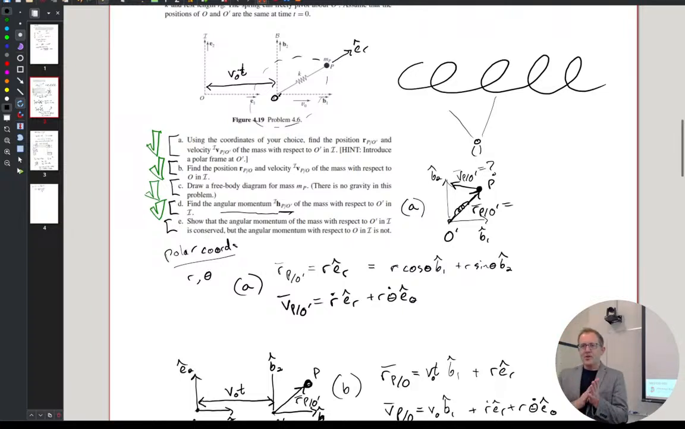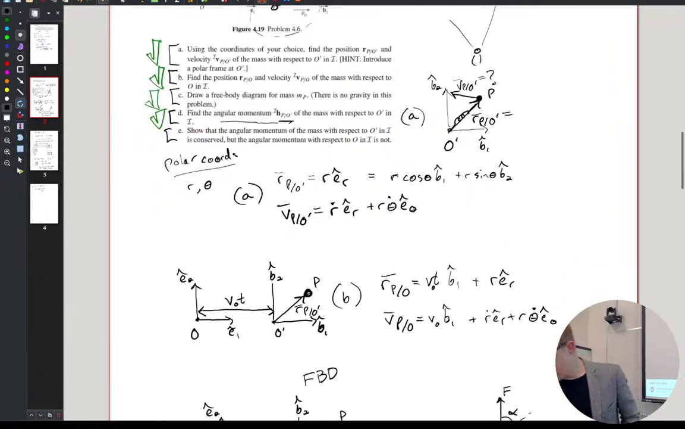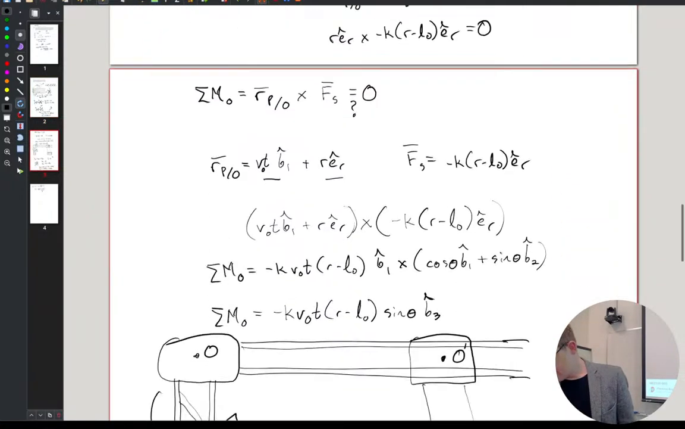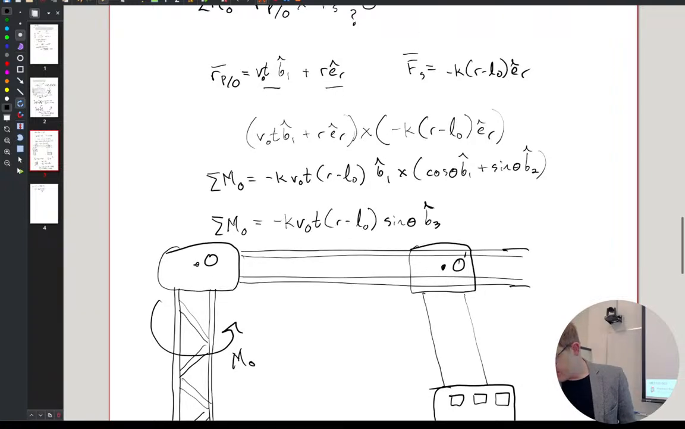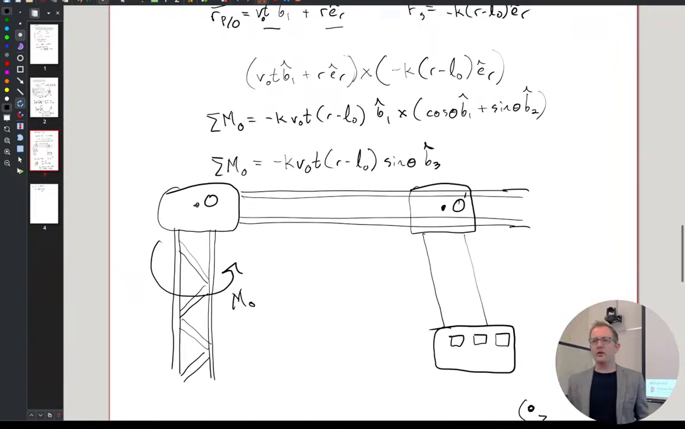The last step in here is trying to figure out why is angular momentum conserved in one frame, but it's not conserved in the other. But we already figured that out, right? The moment in one frame, in O prime, is 0. Moment in O is not 0. It keeps changing over time.